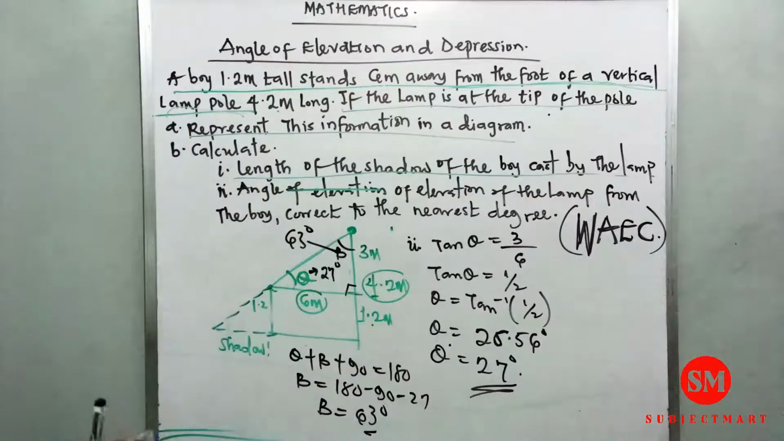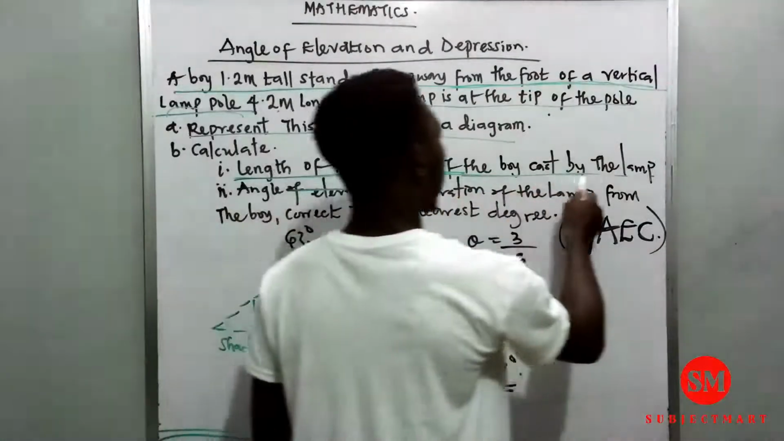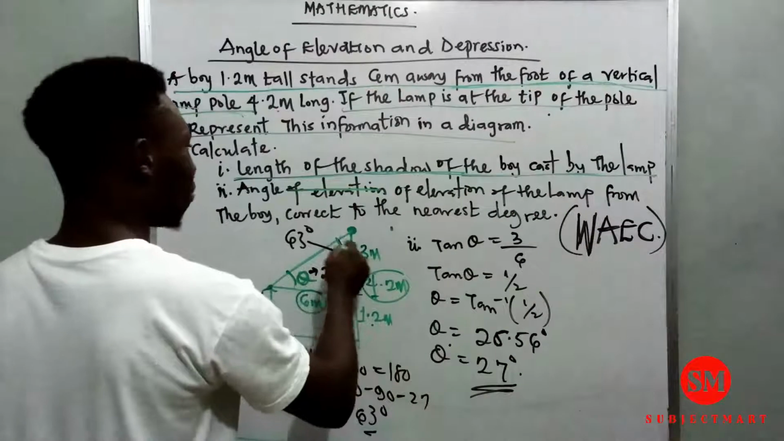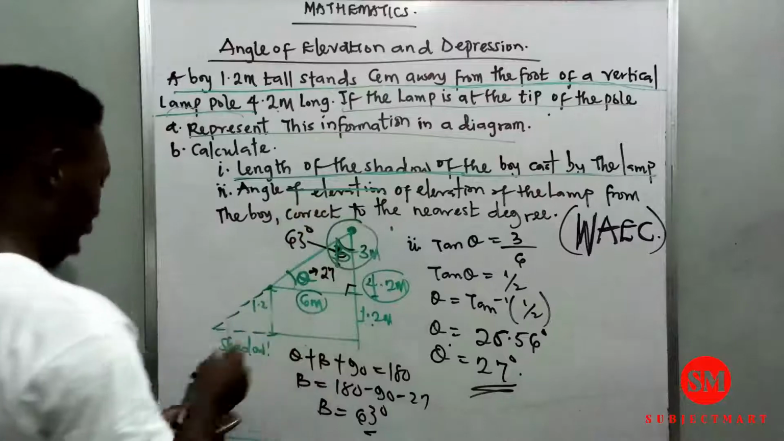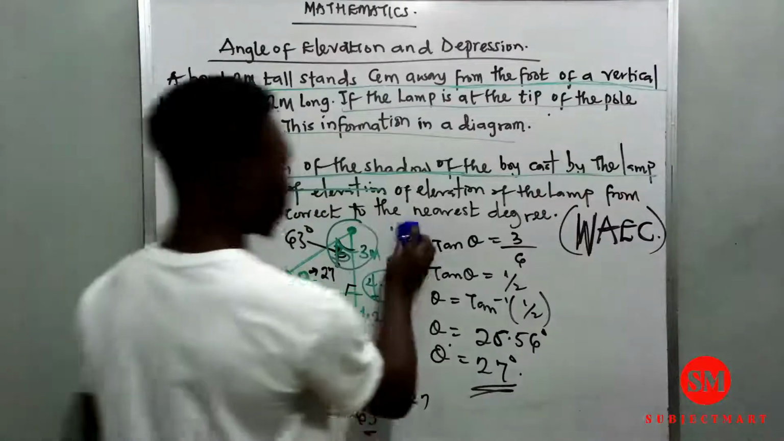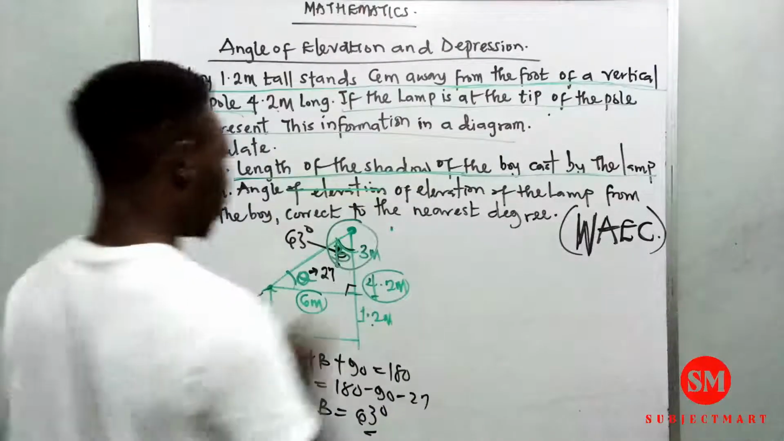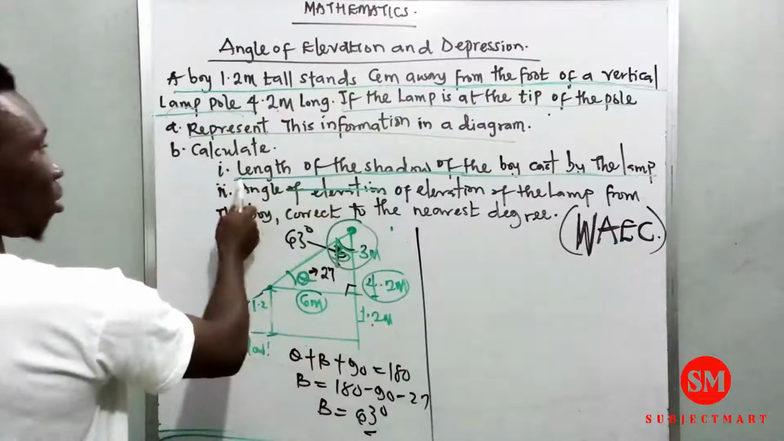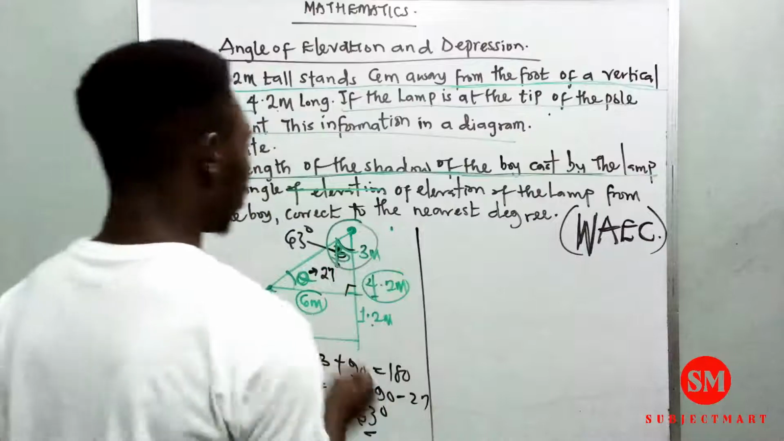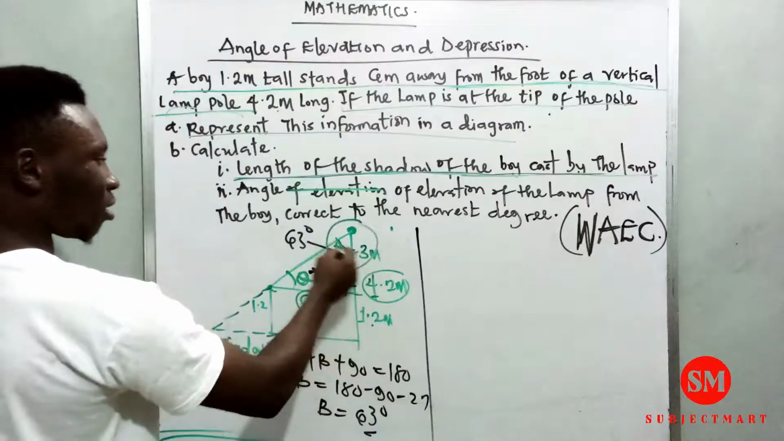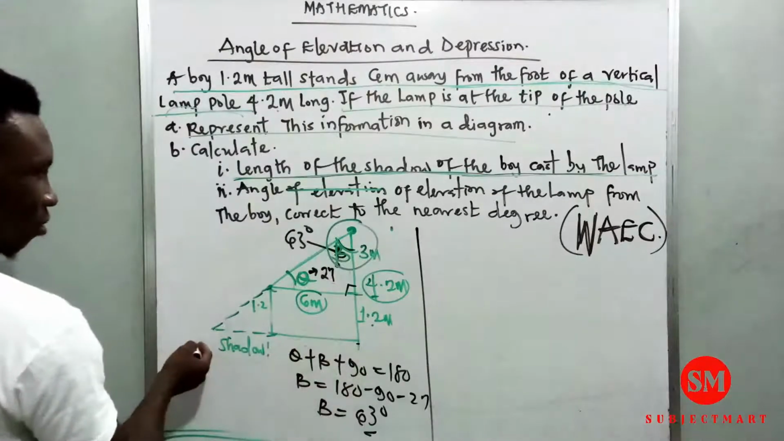Now, what is the first question? The first question says, find the length of the shadow of the boy cast by the lamp. Since it is cast by the lamp, we are going to be using this angle here, our beta, 63 degrees. Down here, we are going to be using this value here.